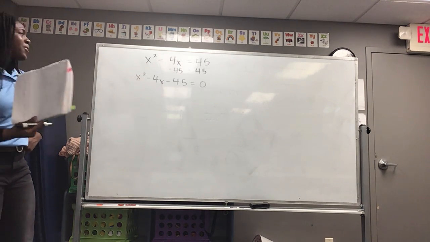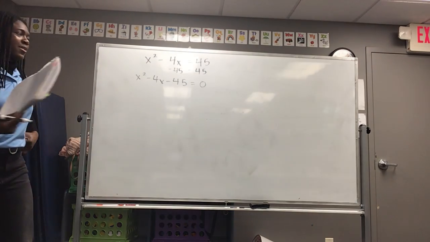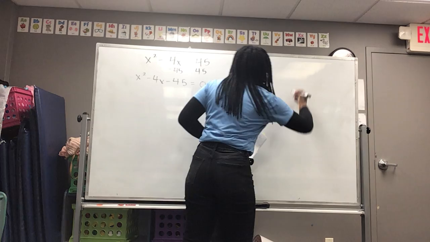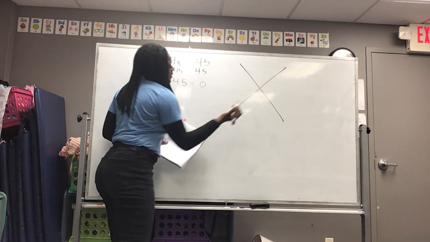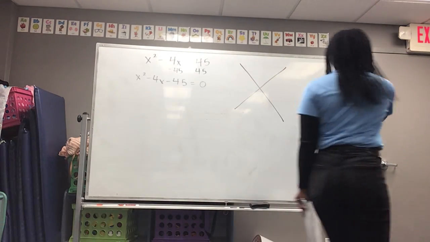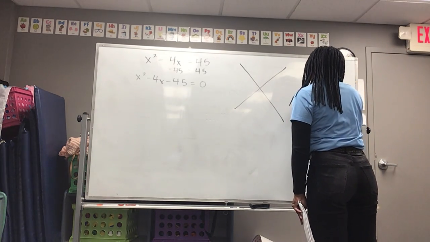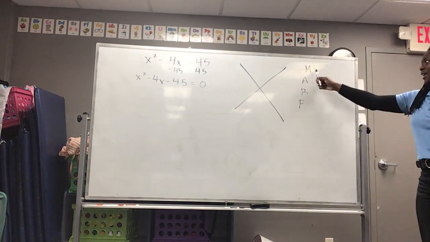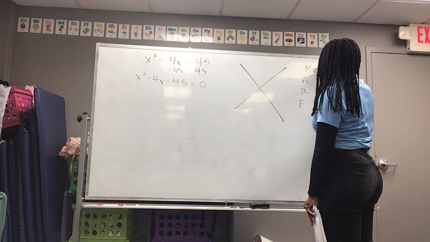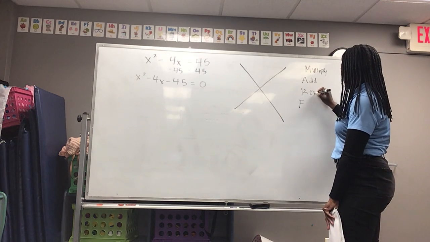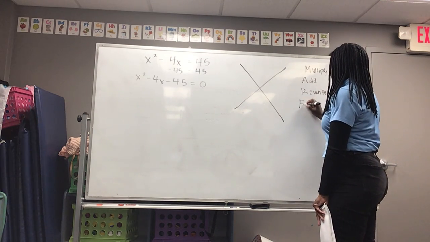A super easy way to factor is by something called morphing. I don't know if you've heard of that before. Basically, you set up a cross with 4 sections: M, A, R, F. The M stands for multiply, A is add, R is rewrite, and F is factor.